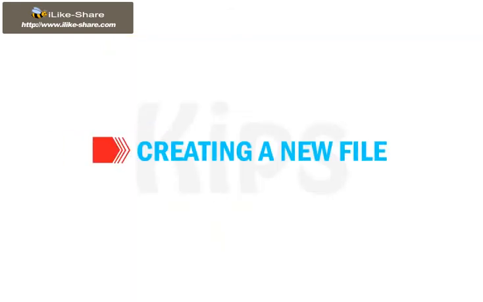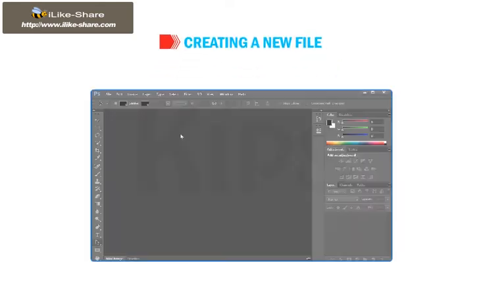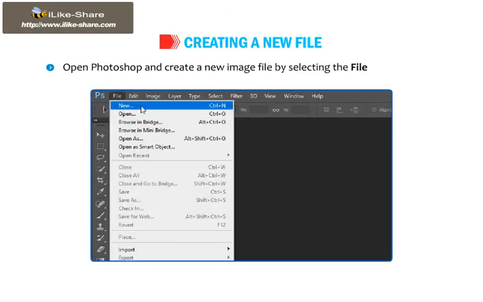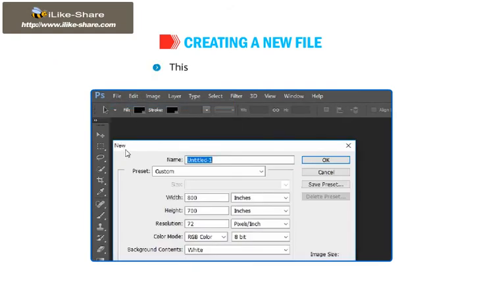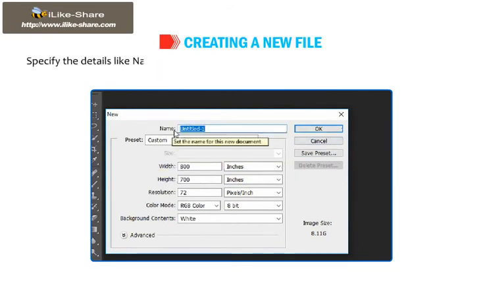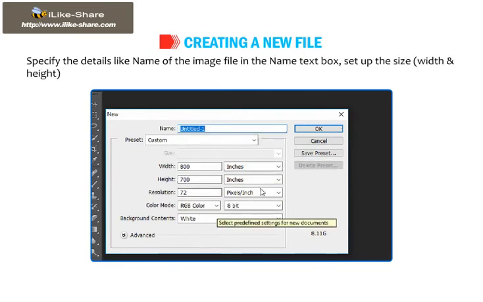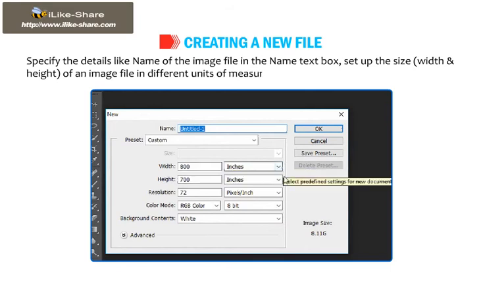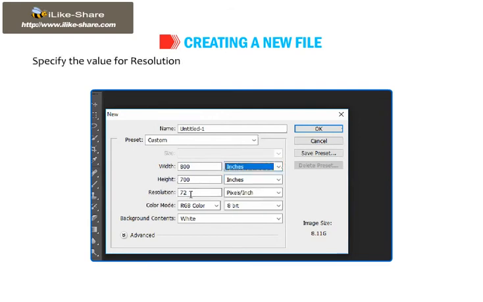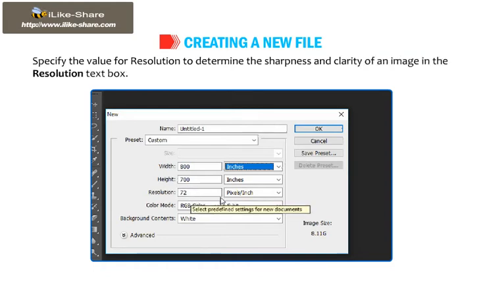Okay, let us understand how to create a new file. Open Photoshop and create a new image file by selecting the File, then New option. This will open the New dialog box. Specify the details like the name of the image file in the Name text box. Set up the size, width and height of an image file in different units of measurement such as pixels, inches, centimeters or points. Specify the value for resolution to determine the sharpness and clarity of an image in the Resolution text box.